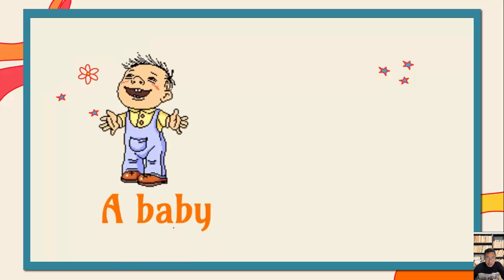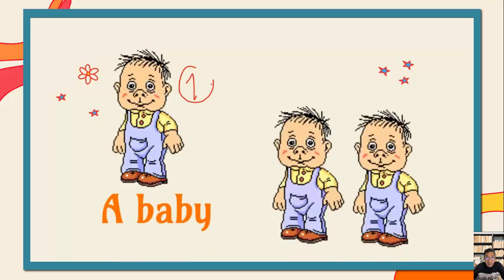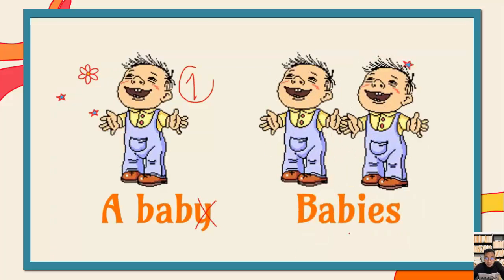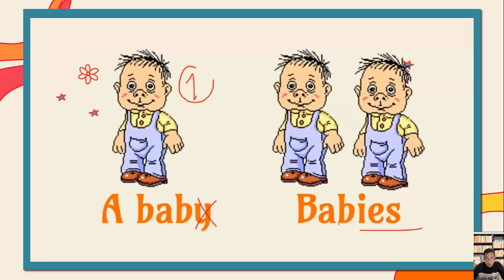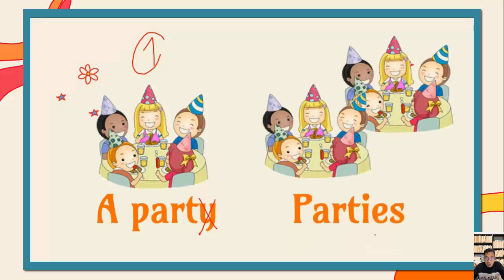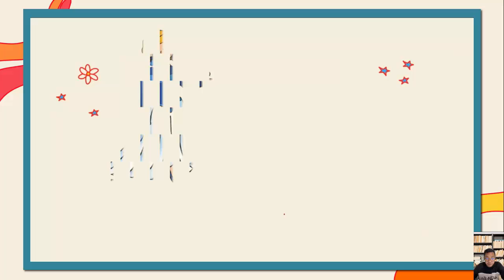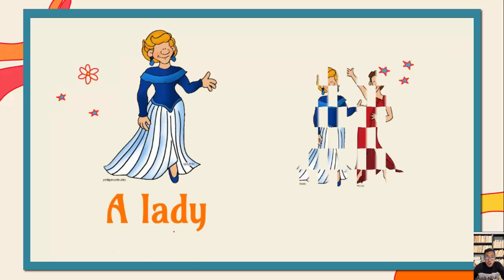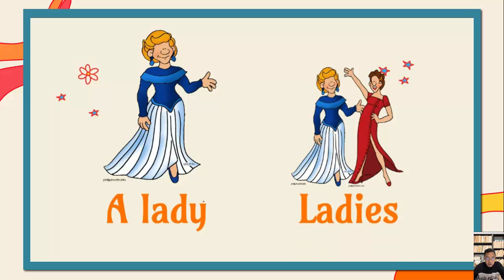Next, a baby. One baby becomes babies. Delete y and put ies. Party is one party, so we drop y and put ies. This one, lady. One lady and two ladies. Delete y and put ies.